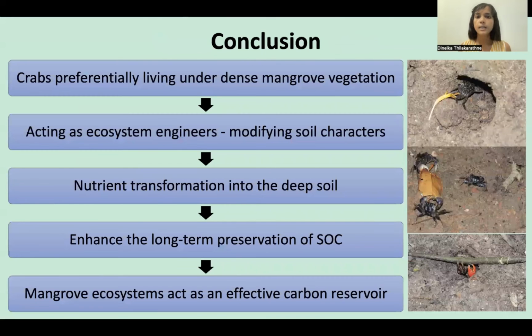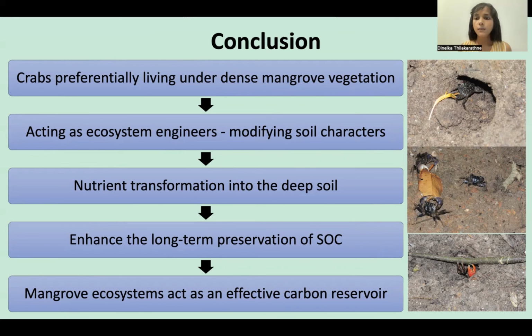Last but not least, these crabs preferentially live under dense mangrove vegetation and act as ecosystem engineers. They modify soil characteristics, especially the soil water holding capacity, moisture content, and soil organic matter content. Nutrient transformation into the deep soil is mainly conducted by these crabs.